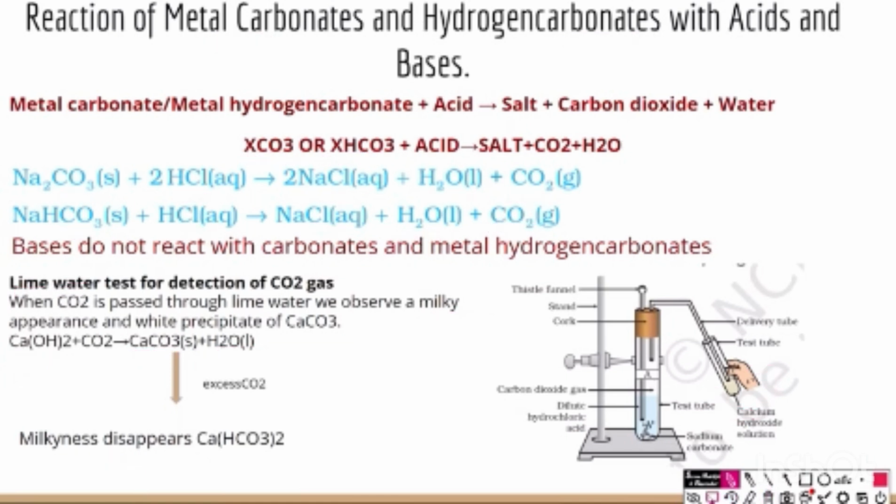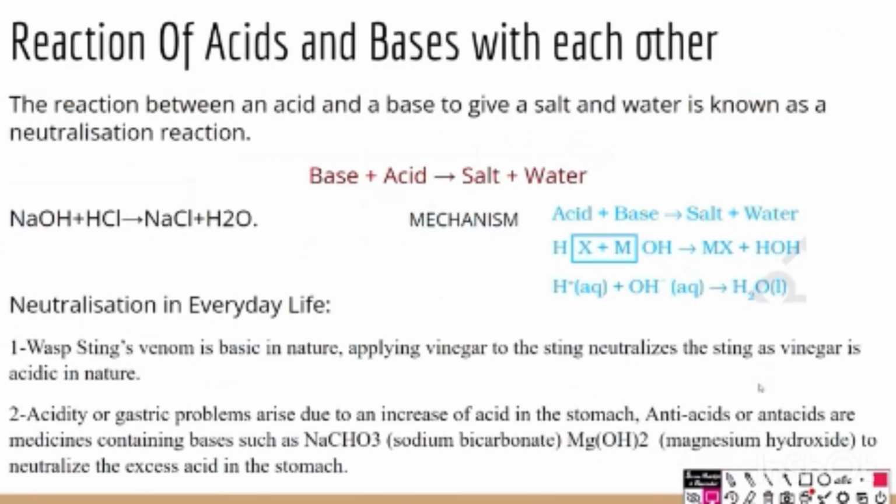So moving ahead with the next reaction, which is the reaction of acids and bases with each other. We have seen three reactions. We have seen the reaction of metals with acids and bases. We have seen the reaction of acids with metal carbonates and metal hydrogen carbonates. Then we are seeing the reaction of acids and bases with each other. We know that when acid and base react with each other, they neutralize each other's effect, and the reaction is termed a neutralization reaction. We already know about this.